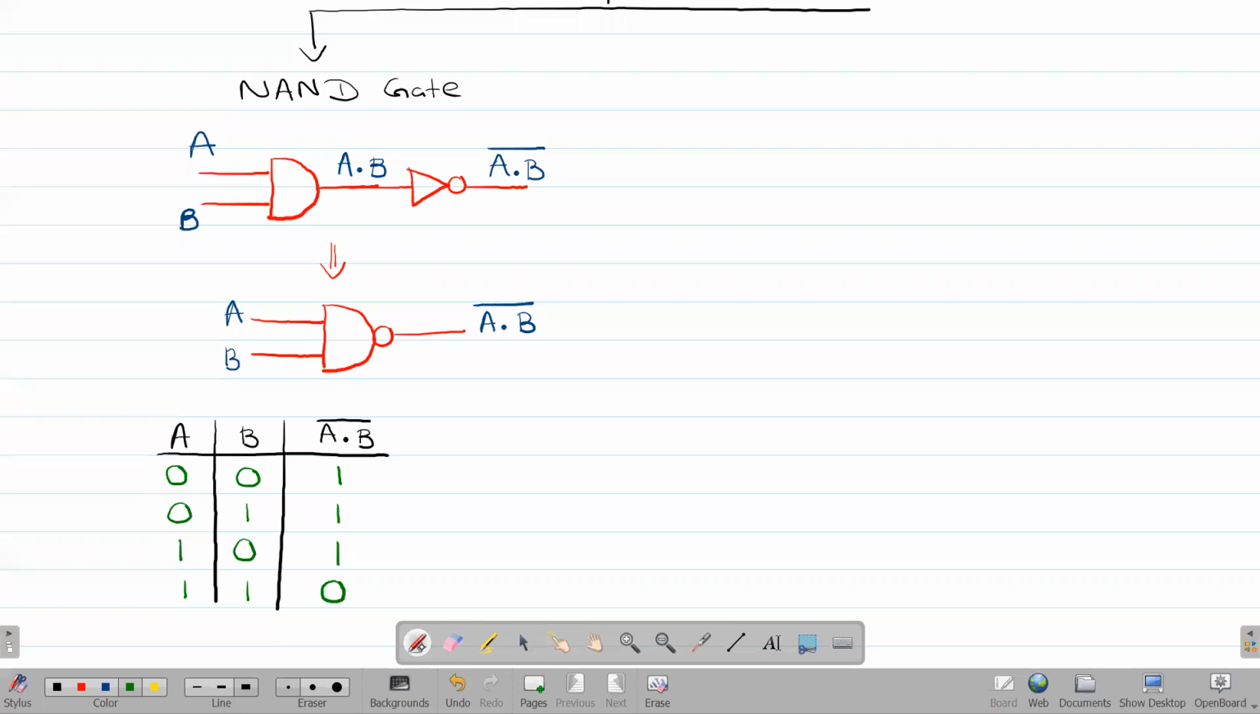Yes, everyone. Here what I have done is multiplication as well as inversion. We first multiply, then invert. People, is that clear? Yes, sir. Right, okay.